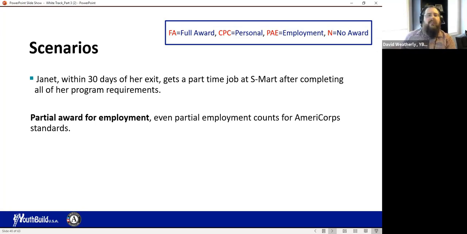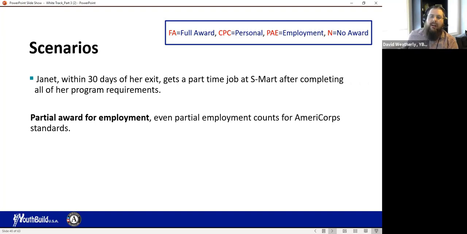So even though this is only part-time employment, it would still count on the AmeriCorps standards, which, as I'm sure you all know, are regular employment within the previous week, which is a rather loose definition by my standards, but it apparently works for AmeriCorps.